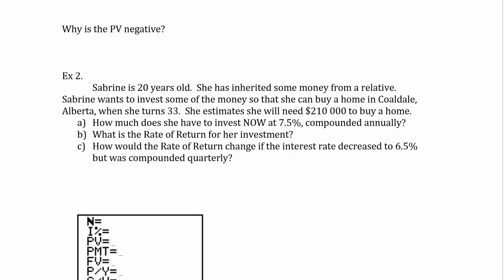Alright, so here is the million-dollar question. Why is that PV negative? We use a negative number to indicate when money is going away from us.